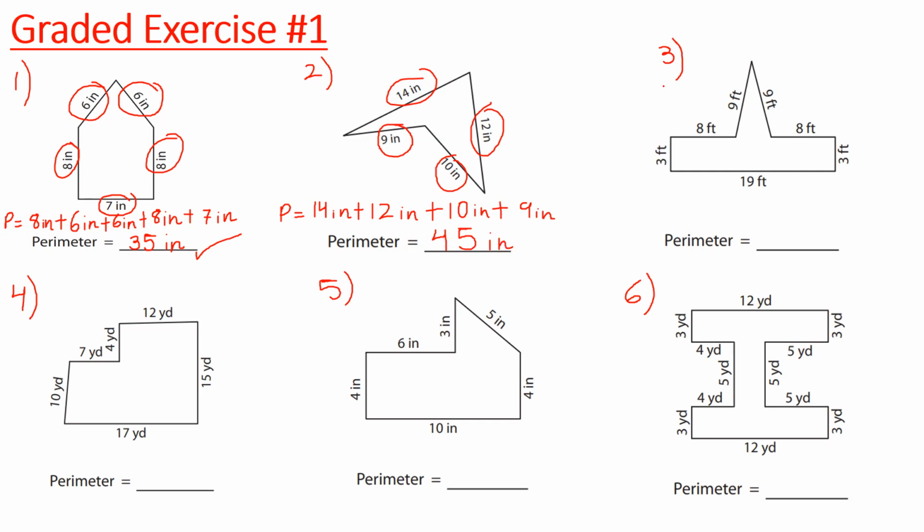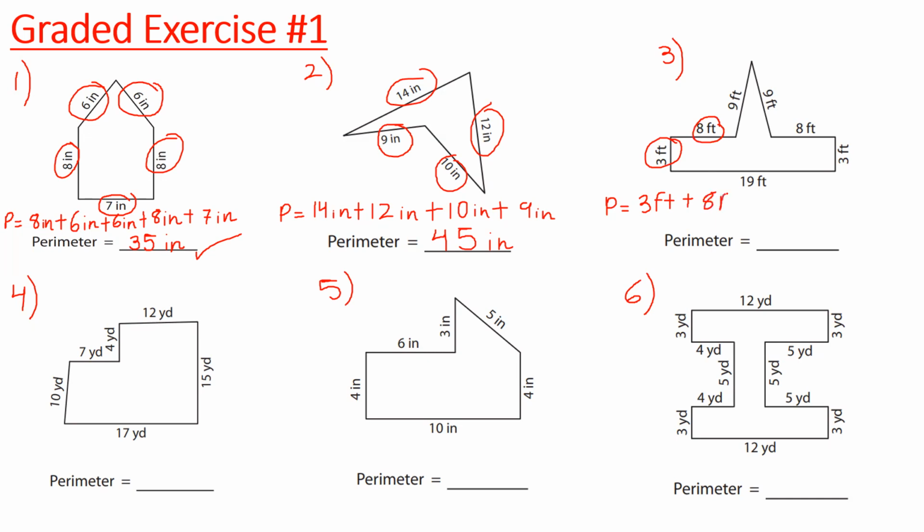I want Namaya. Can you help me with number 3? Namaya, are you there? Okay, so for number 3, I added 8 feet plus 9 feet plus 9 feet plus 8 feet plus 3 feet plus 19 feet plus 3 feet, and that gave me 56 feet. 56 when you added them all up together? Okay, thank you.